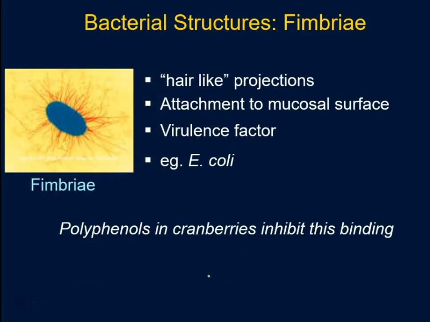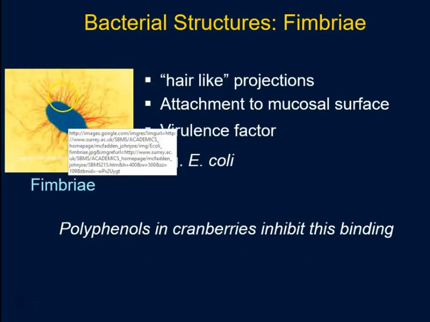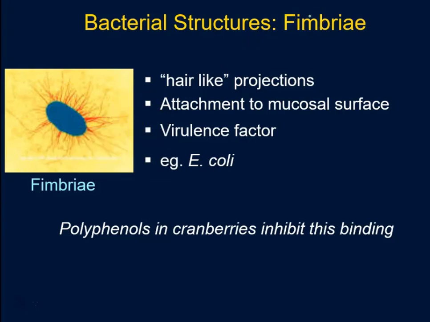Now another virulence factor is fimbriae. Fimbriae are these hair-like projections emanating from the bacterial cells all around, and these help bacteria attach to mucosal surfaces, whether in the lungs, the throat, or the bladder. These really help the bacteria attach and basically prevent the bacteria from getting washed out. So that's why these are also a virulence factor.